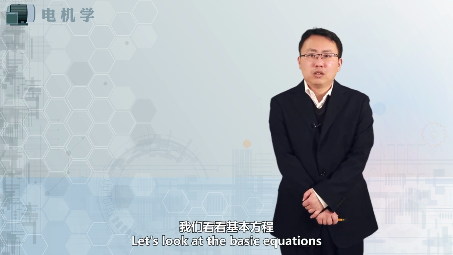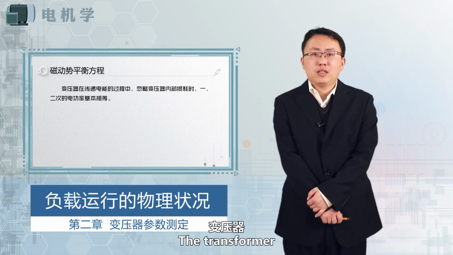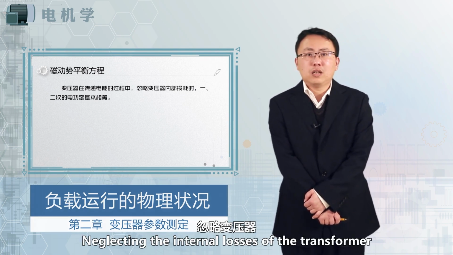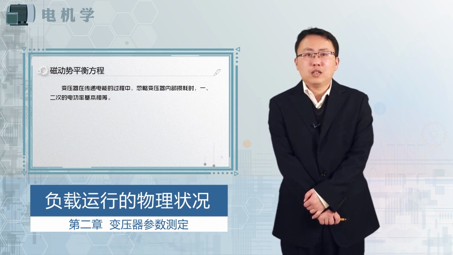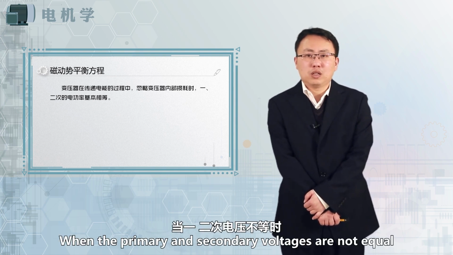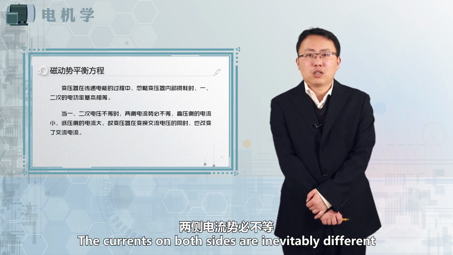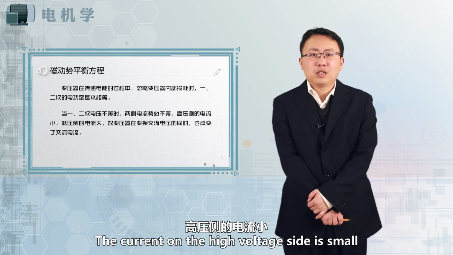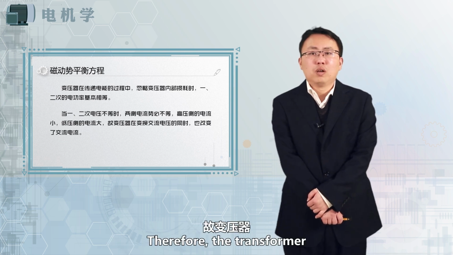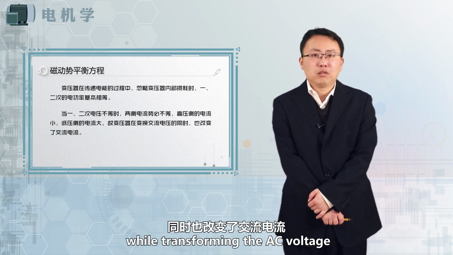Next, let's look at the basic equations. First, let's look at the magnetic force balance equation. In the transformation of electrical energy, neglecting the internal losses of the transformer, the primary and secondary electrical power are basically equal. When the primary and secondary voltages are not equal, the currents on both sides are inevitably different. The current on the high voltage side is small. The current on the low voltage side is large. Therefore, the transformer changes the AC current while transforming the AC voltage.